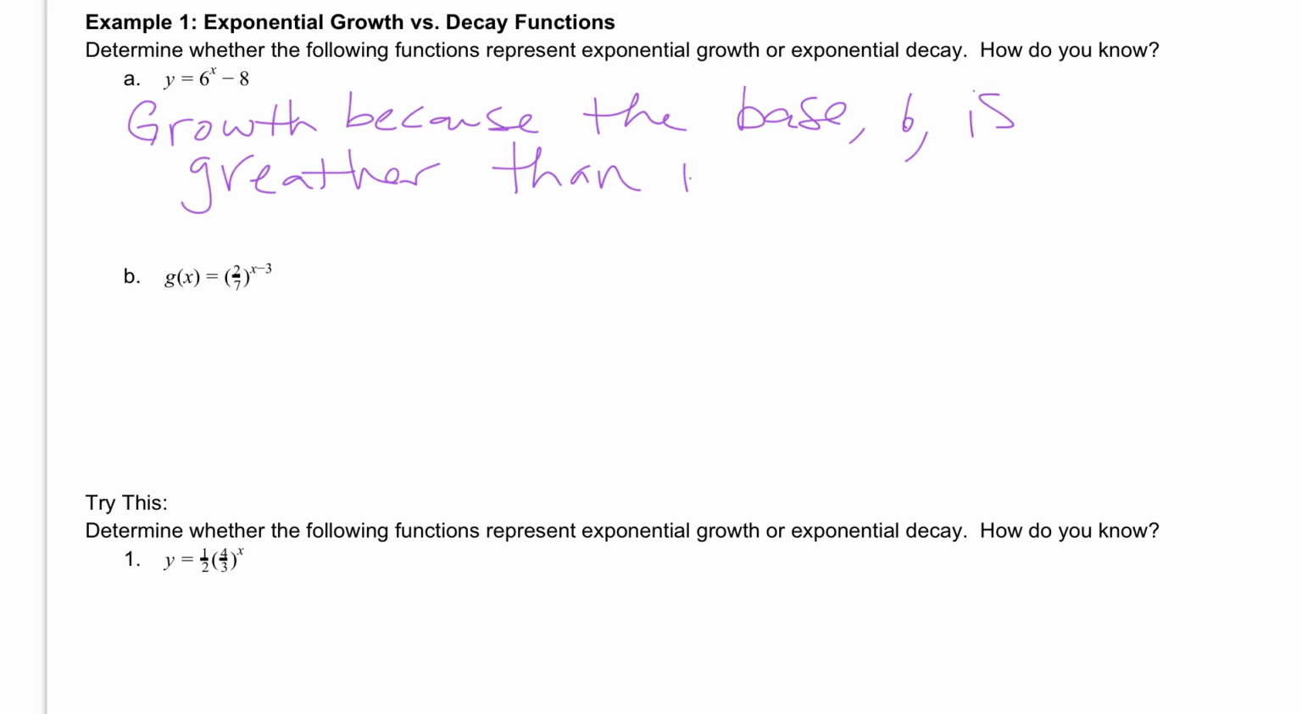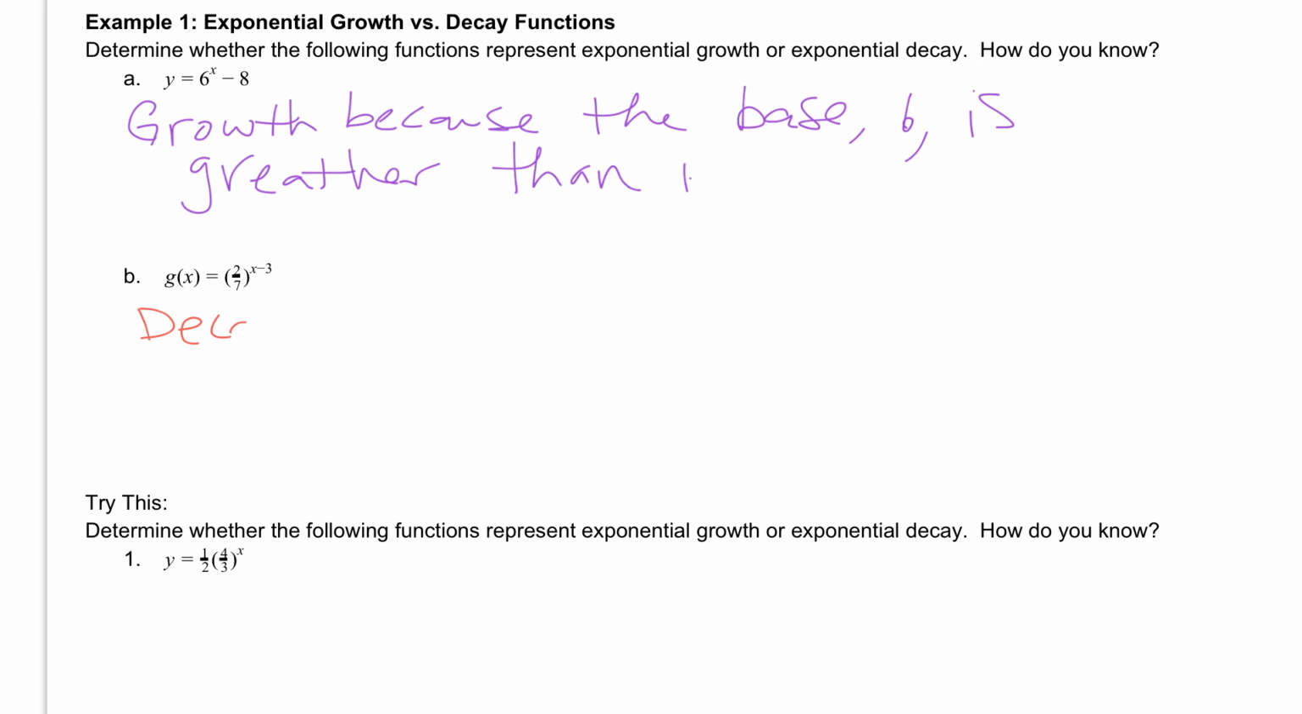Next, let's take a look at letter B. We have g of x equal to 2 over 7 raised to the x minus 3. So we're looking for the base, the number that's being raised to that variable. Even if that variable has something else added or subtracted to it, that's fine. This is still our base, which is 2 over 7. And 2 over 7 is a number between 0 and 1. So that tells us that we're going to have exponential decay.